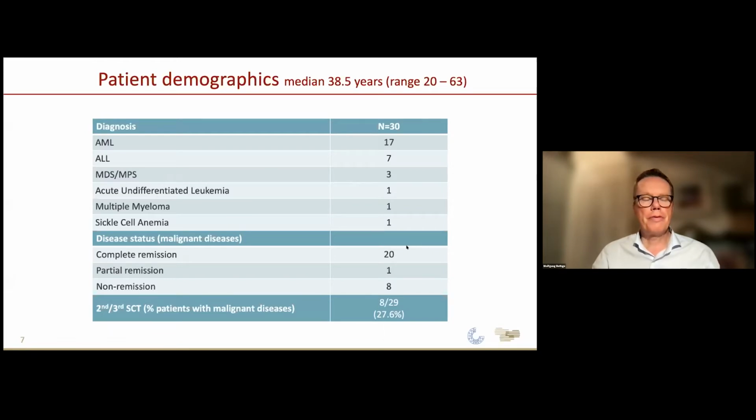About 2/3 of the patients were in complete remission at the time of transplantation, and 1/3 only were non-remission patients. But for quite a substantial proportion, this was the 2nd or 3rd transplantation. So we are looking at a very advanced patient population, which was treated in this study.